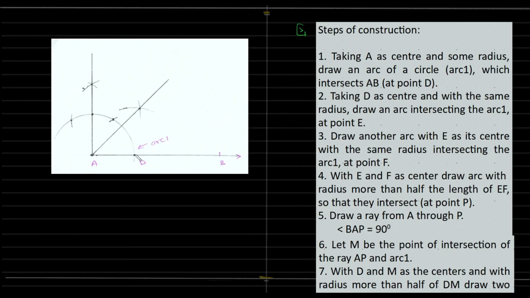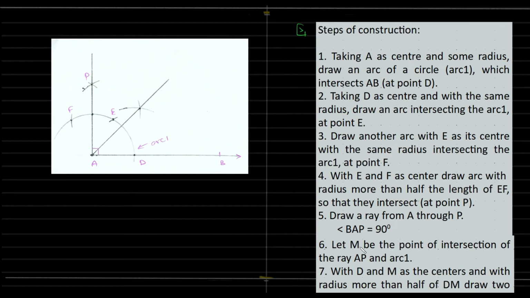Taking D as a center with some radius, draw an arc intersecting arc 1 at E. That's E. And draw another arc with E as its center with the same radius intersecting arc 1 at F. That's F. With E and F as centers, draw arcs with radius more than half the length of EF. Here we need to draw with more than half. That's point P. So we have angle PAB to be 90 degree.